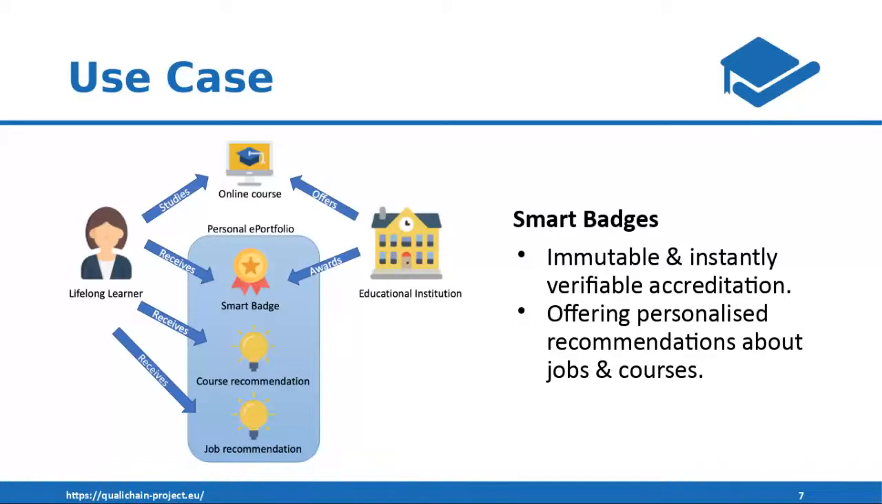We can see on one side the lifelong learner, and on the other side the educational institution. So basically, it's a very simple scenario showcasing the use of smart badges. The lifelong learner pursues their learning goals by studying online courses, and they are awarded digital smart badges upon completion of online courses. These smart badges are blockchain based, and they offer, first of all, immutable and instantly verifiable accreditation through the blockchain.